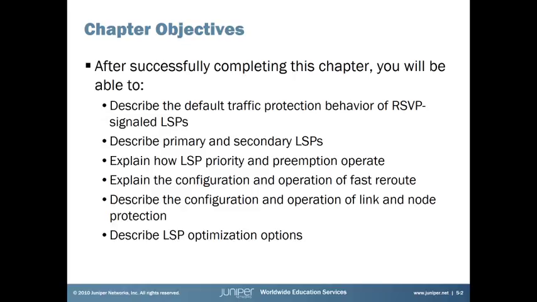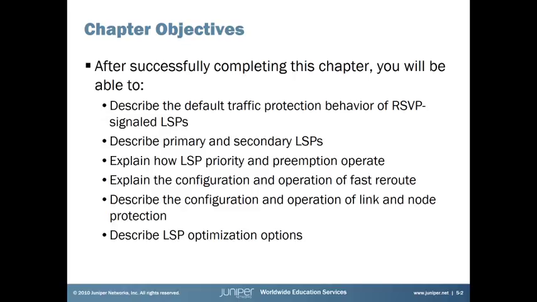We'll look at the configuration and operation of a functionality called fast reroute, which is a protection mechanism. And we're going to look at the configuration and operation of link and node protection, which is a different protection mechanism. And we'll just talk a little bit about those two and what the differences are and where you may need to use one or the other in a particular situation. And then we're going to look at label switch path optimization options.